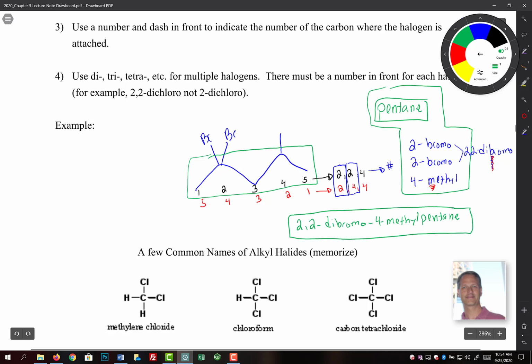So fairly straightforward. The only additional thing again that we have in there is that you have these halogens that we need to know, right? Bromo, fluoro, iodo, and chloro.